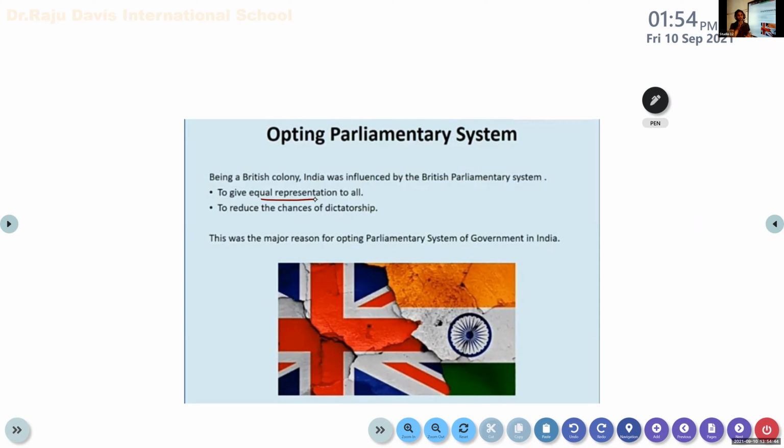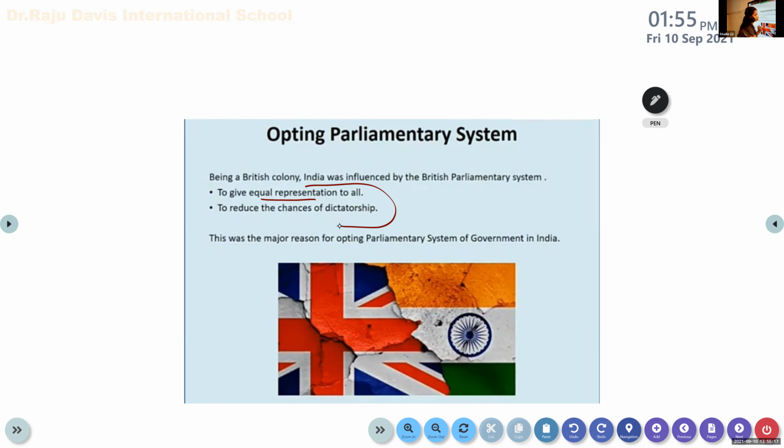Nobody is being discriminated against. Also, it reduces the chances of dictatorship. What is dictatorship? One person holding power over other people. So it reduces the chance of dictatorship, because the people get a chance to decide the members of parliament. Children, these are the main reasons why we opted for the parliamentary system of government in India.